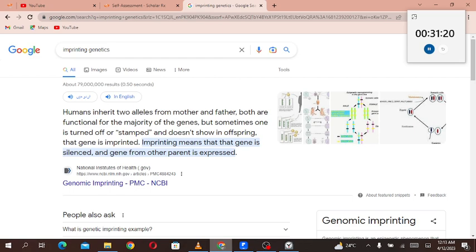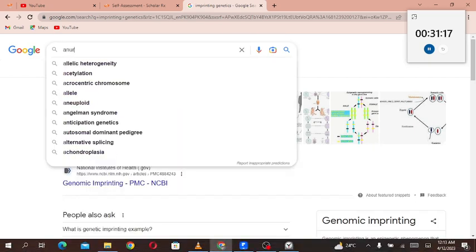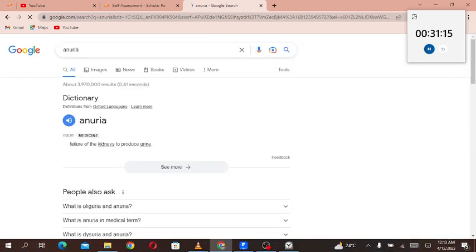Let me see what anuria is. Anuria means failure of the kidneys to produce the urine. So there is no urine at all.